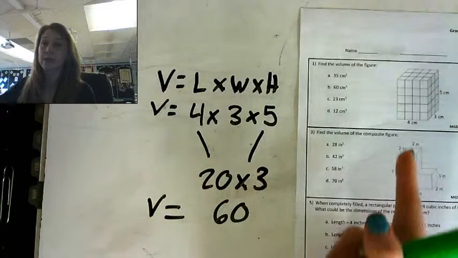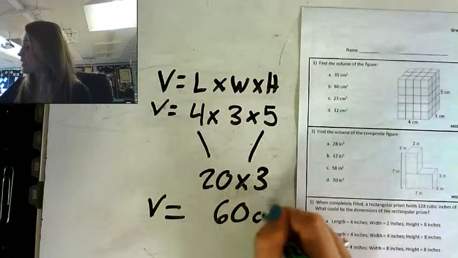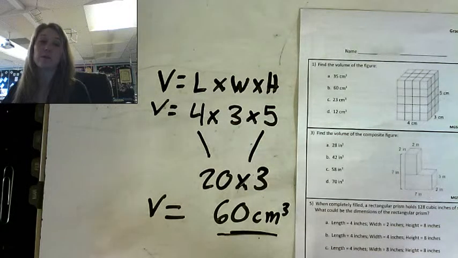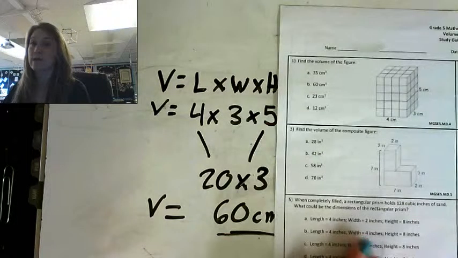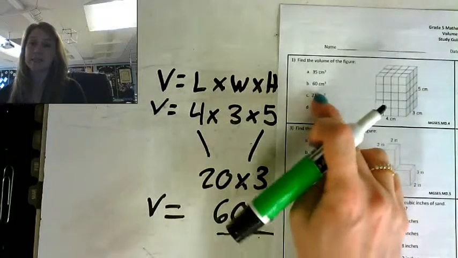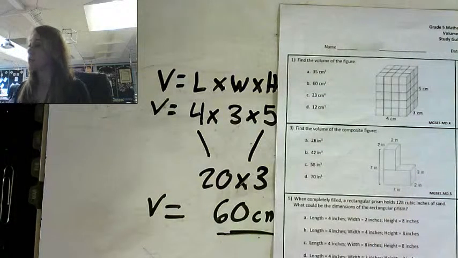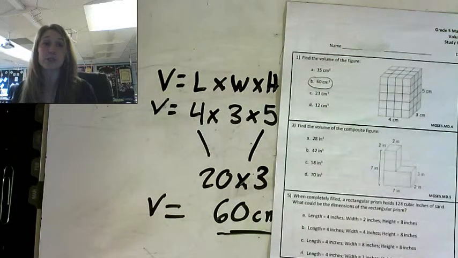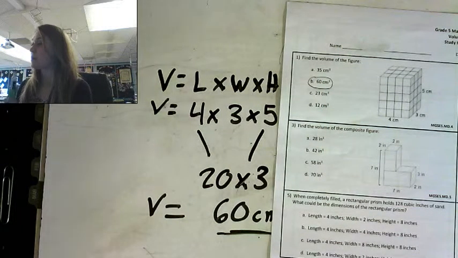And I know that my measurements were all in centimeters, so my answer is going to be in centimeters cubed. So this is the answer that I'm going to be looking for, 60 centimeters cubed. And when I look over here, I see that that is an answer choice right here, B. So the answer to number 1 is B, 60 centimeters cubed. Okay? So that one wasn't too bad. Let's go on and look at number 2.